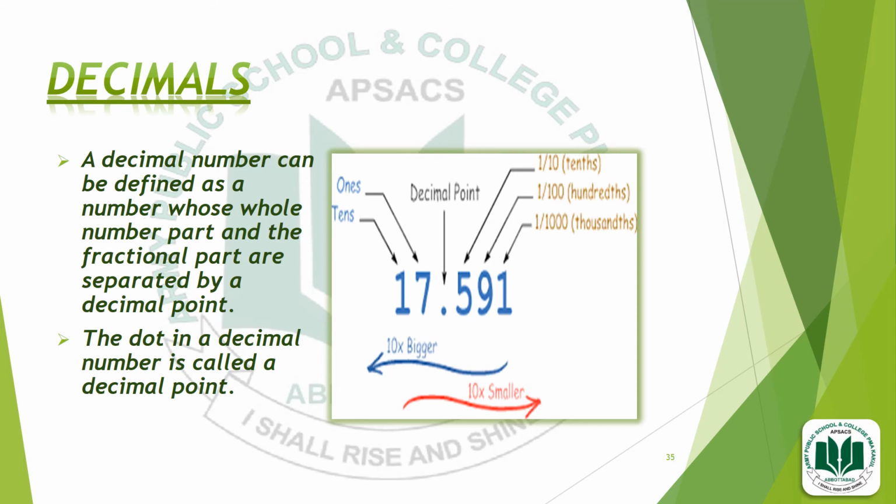Now let us revise the decimals. A decimal number can be defined as a number whose whole number part and the fractional part are separated by a dot. This dot in a decimal number is called a decimal point. Note that the value of digits gets bigger to the left of the decimal point and the value of digits gets smaller to the right of the decimal point.